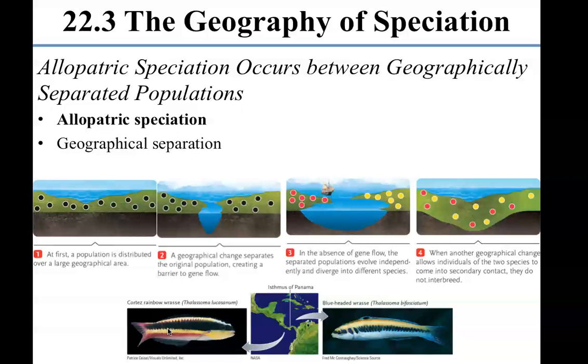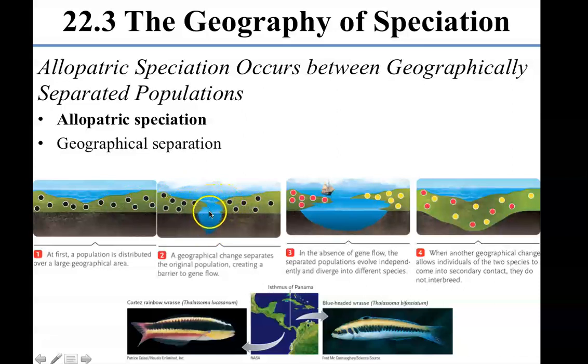All right, so if you look at the picture at the bottom of this slide, you can see how allopatric speciation can happen. This is a pretty good explanation, I think. So let's begin with one population. Each of these black dots represents an individual in this population of whatever animal you want it to be. And then something happens geologically that separates this one population into two.